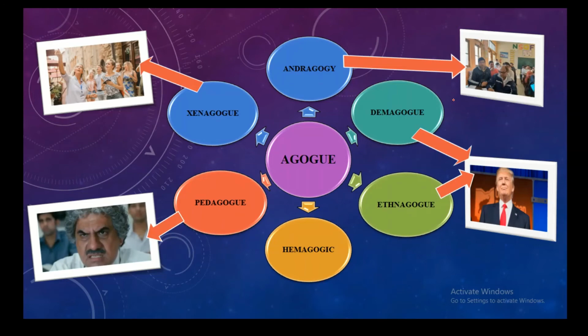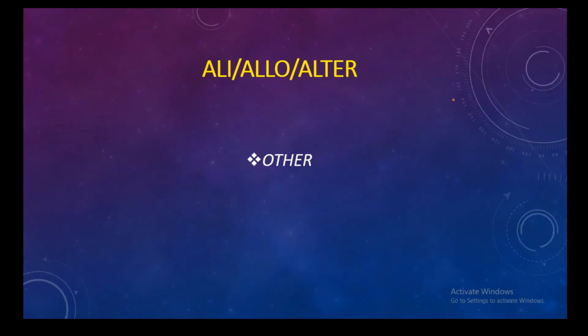Okay, now let us go to next root word. Next root word is ali, allow, alter. The meaning is other. The meaning of ali, allow, alter is other. Okay. In spite of various spellings, they are still one root and a very useful one. Okay, ali, allow, alter. Let us see the examples.